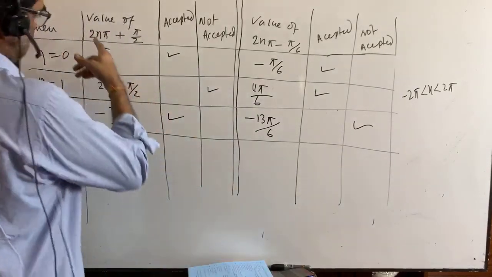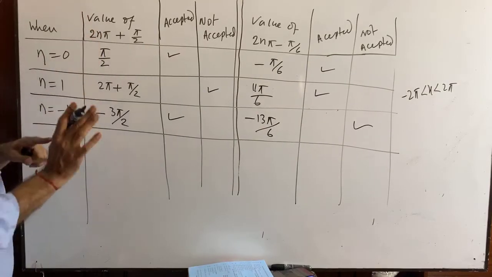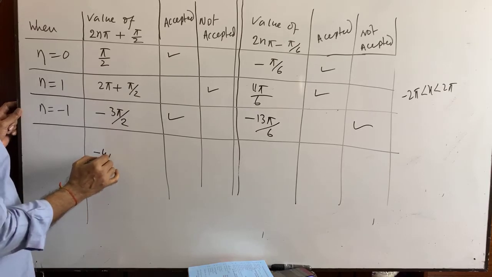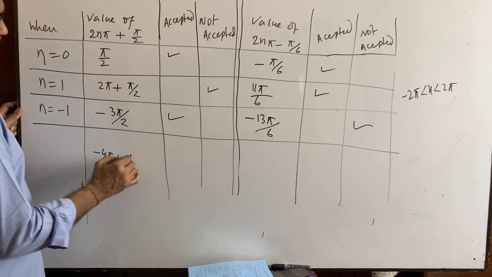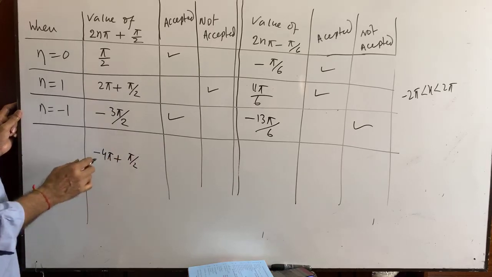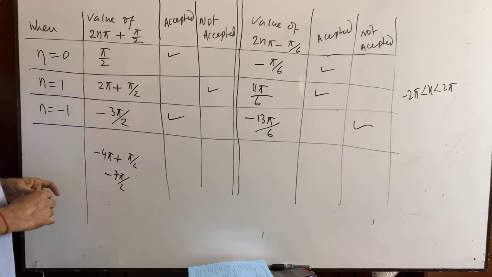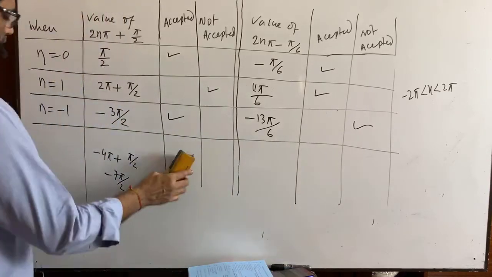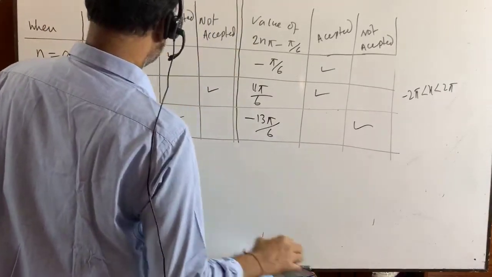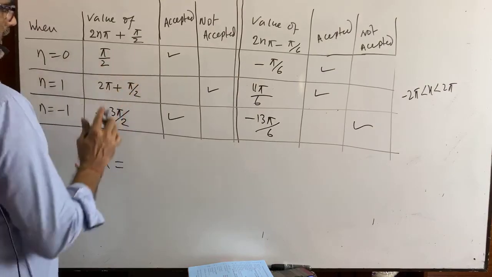N equals minus 2. Suppose if n equals minus 2, we are getting here minus 4 pi plus pi by 2. That means minus 8 plus 1, that is minus 7 pi by 2. So it is not accepted. So what is the value of x? Therefore x is equal to pi by 2.